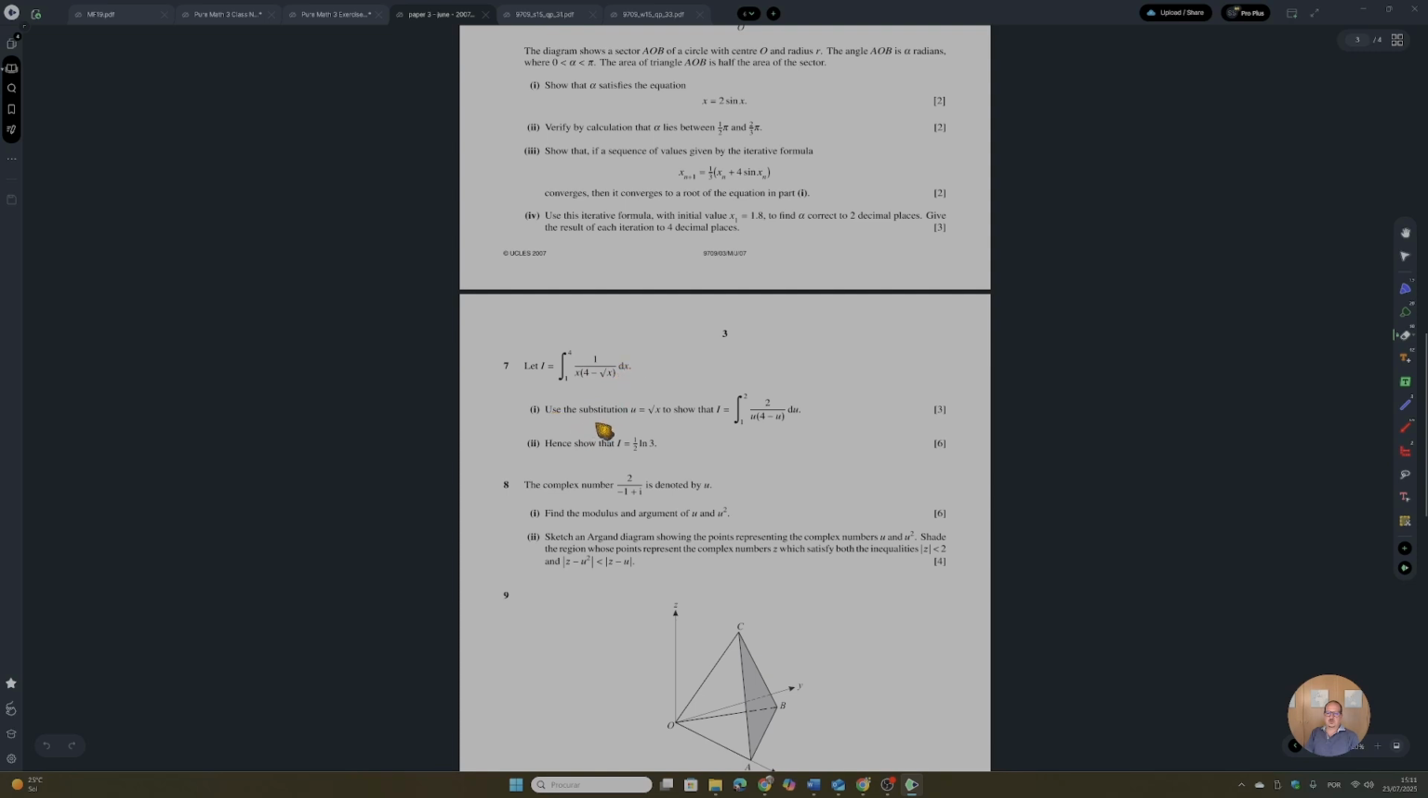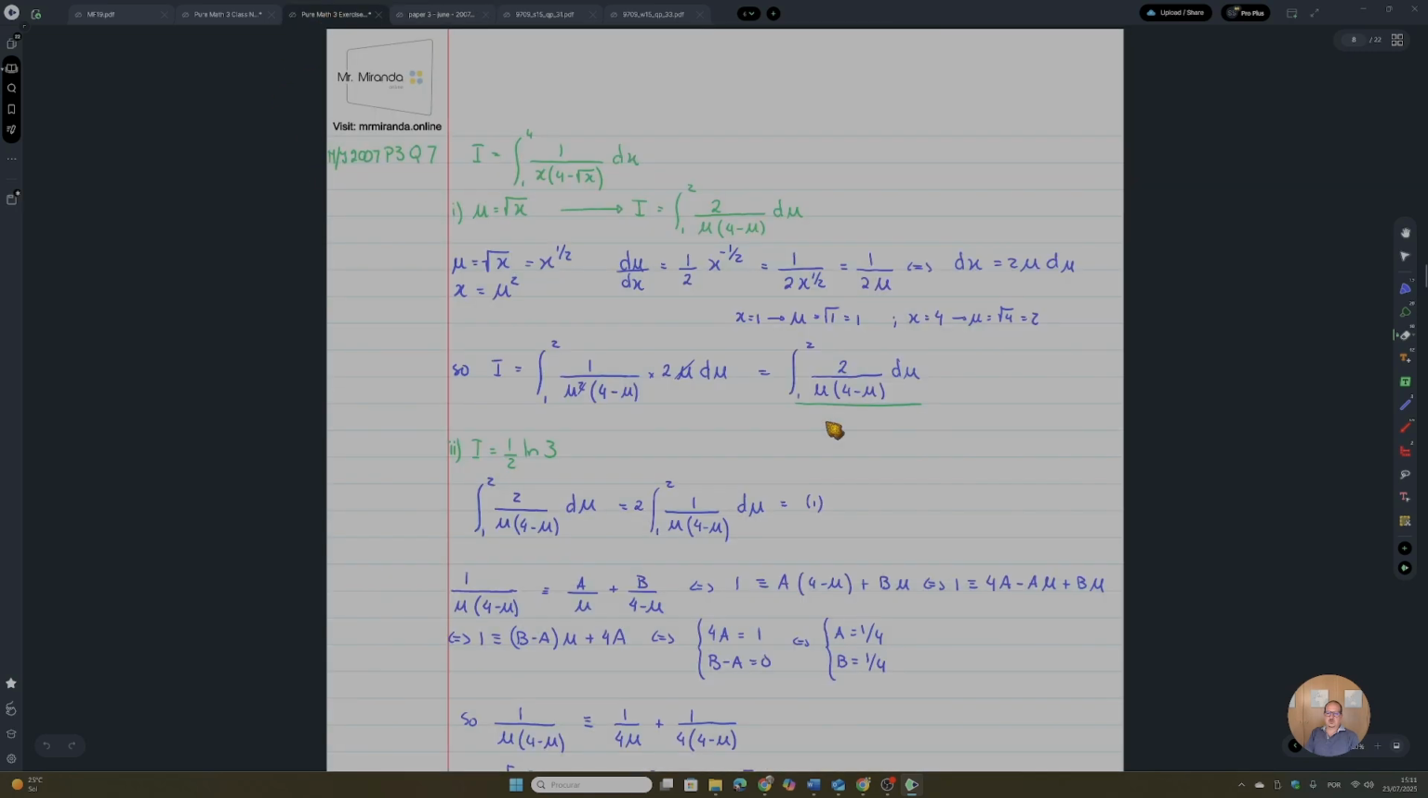First question is, use the substitution u equals square root of x to show that I equals the integral from 1 to 2 of 2 over u times, open brackets, 4 minus u, close brackets, du. So let's get this first and then look at the second part of the question. Okay, here is a reproduction of what you need to get. And let's do the substitution that I say.